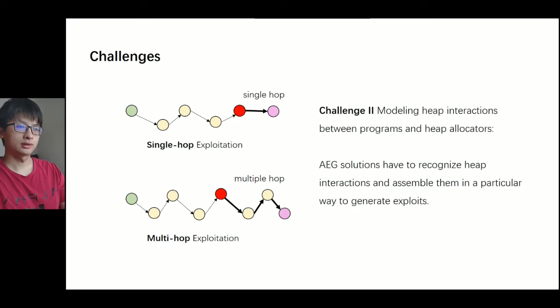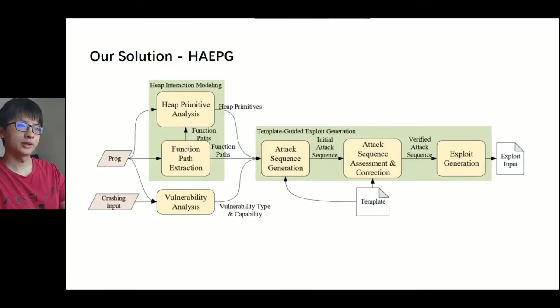To construct an exploitable state, we have to recognize heap interactions and assemble them in a particular way to generate exploits. Therefore, we propose HAEP to solve the challenge above. Given a program with heap-based vulnerabilities and crashing inputs, it attempts to achieve the execution of arbitrary code through multi-hop exploitation. HAEP models the heap interaction with function passes and heap primitives.